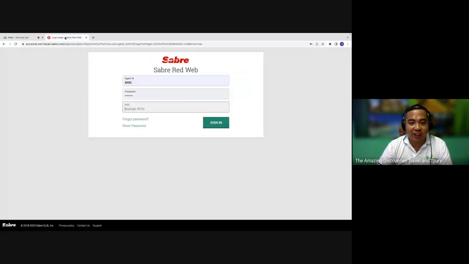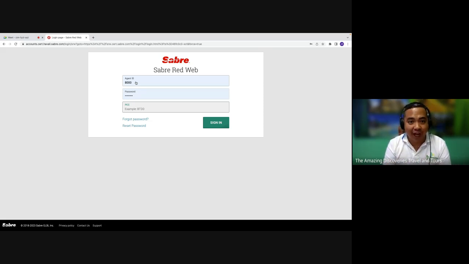Okay, so in the screen, this is the login page of Sabre. You will have this in your own office. However, I cannot divulge the password to you. This will be mainly used in the office. Now, what I need you to take note of here is the agent ID, although each person will be given a separate agent ID.